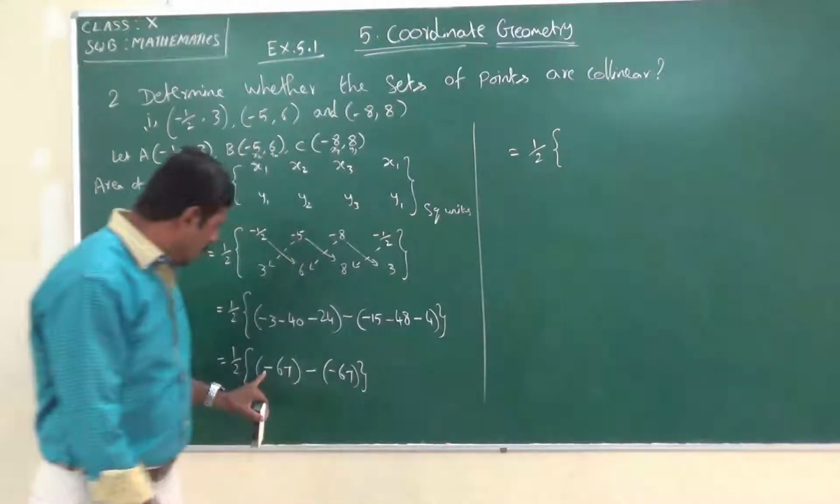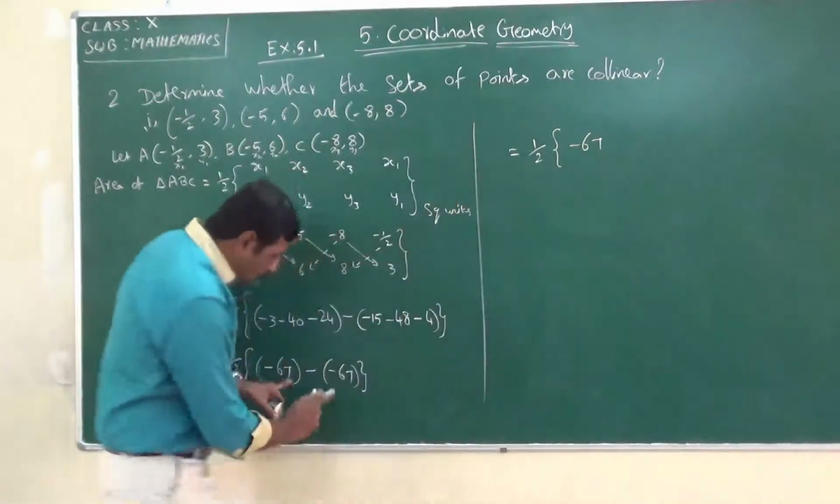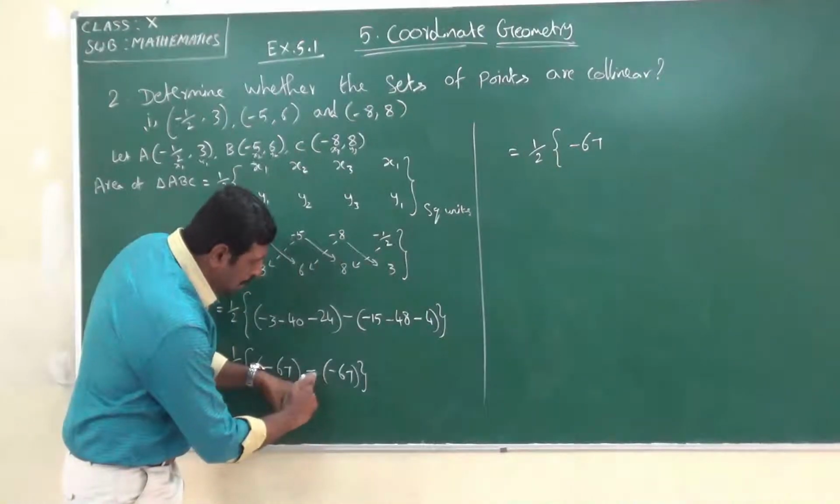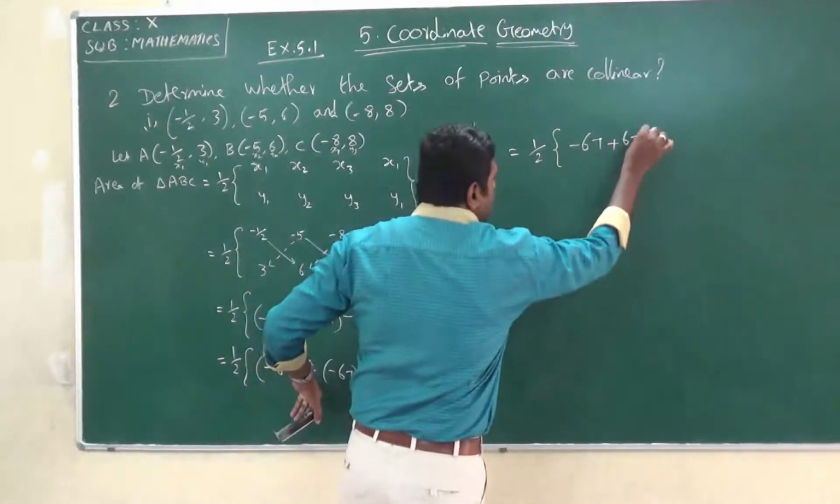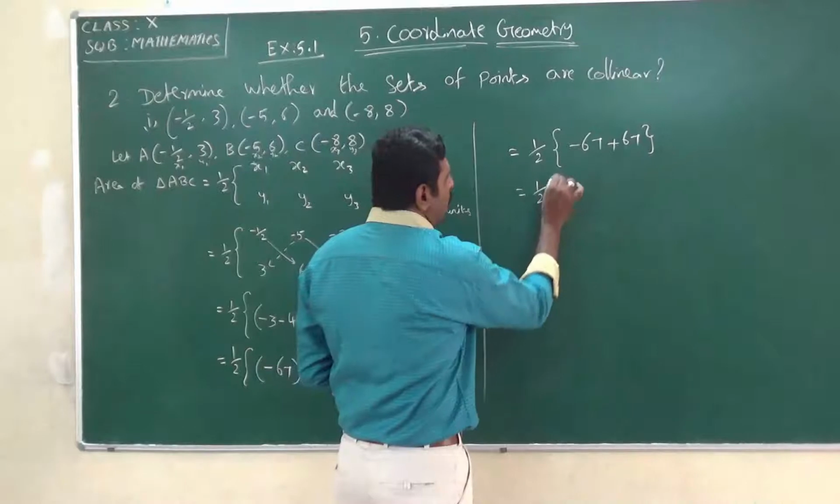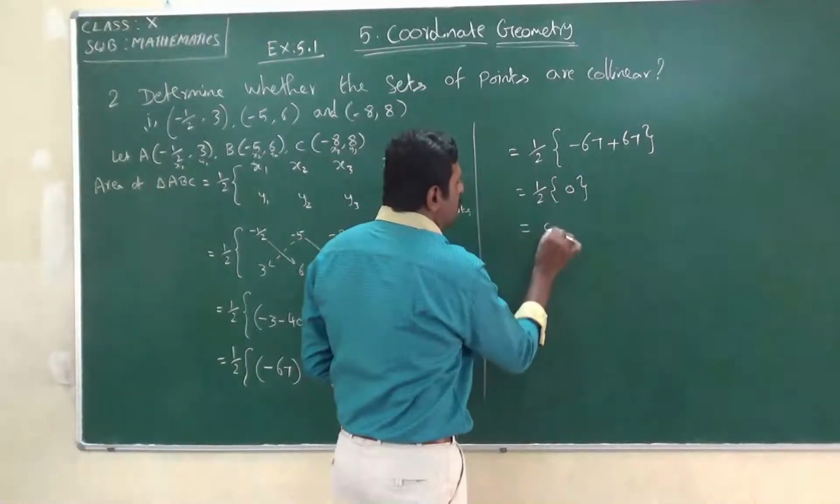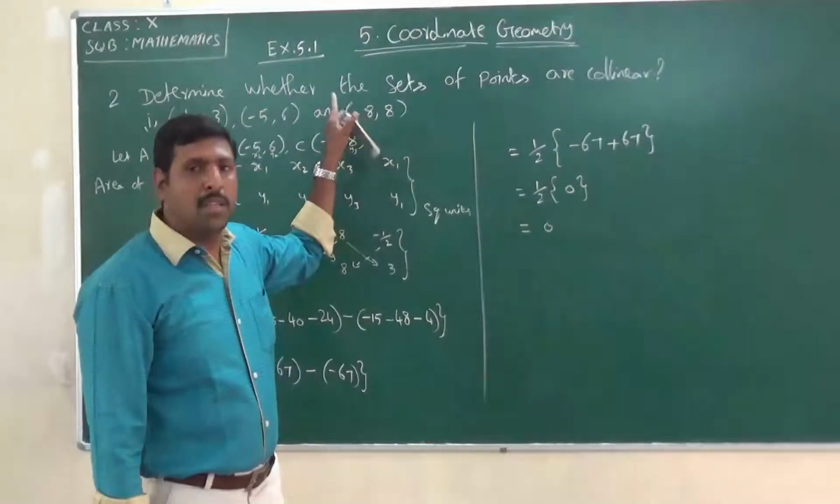See, here we have minus 67. If you remove this bracket, we have to multiply the symbols first. Minus into minus is plus 67. So plus 67 and minus 67 both cancel. Half into 0 is nothing but 0. Hence the given points are collinear.